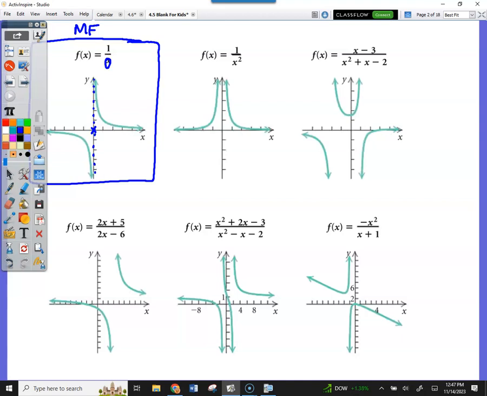What's the domain restricted value in the second one? Still 0, because what would make this 0? 0. Notice the graph diverges at 0. Is there an easy one right here? What's the domain restriction here? -1. Find -1. Notice the graph is diverging at -1. Okay? So that's putting the graph and the concept of domain together.